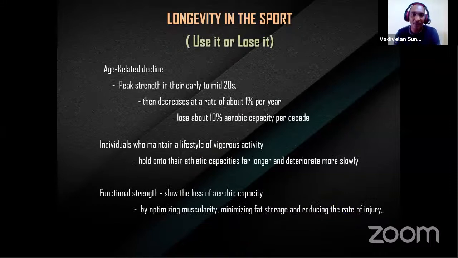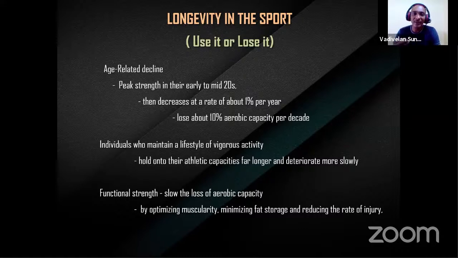Longevity in sports. We all know that with aging, our strength and endurance decline. The study says we may have peak strength in the early to mid 20s. Around 20 years of age, our strength is at its peak, and it decreases at a rate of 1% per year. It's decreasing 1% every year. We lose almost 10% per decade. So we lose our strength 10% per decade.